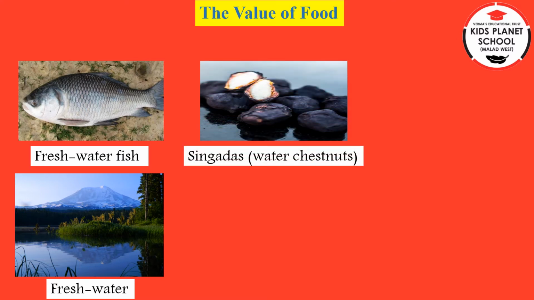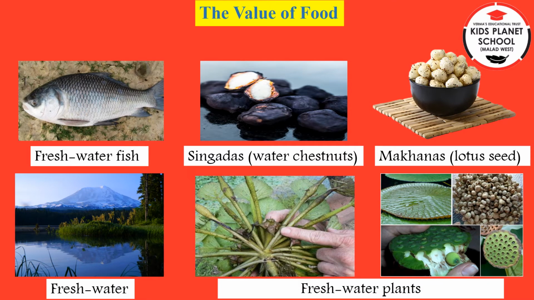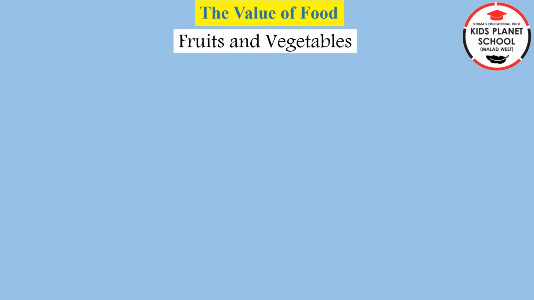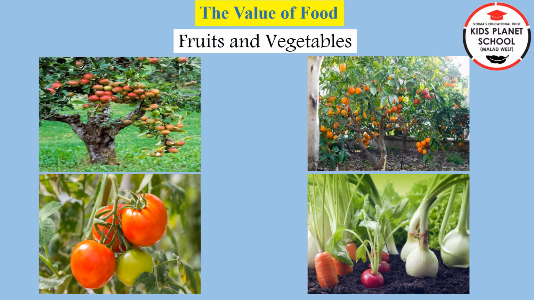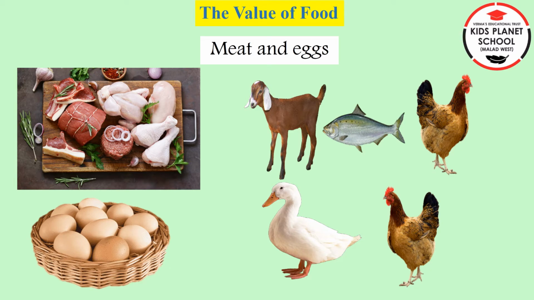Singadas, water chestnuts, and makhanas, lotus seeds, are not very common. We get them from freshwater plants. Too much hard work has to be done to collect, clean, dry, store and transport them. We get fruits and vegetables from trees and plants. Some people have orchards for growing fruit crops. These are like fruit gardens, while some people have vegetable farms. We get meat from various animals like goat, fish, hen, etc. We get eggs from duck and hen.